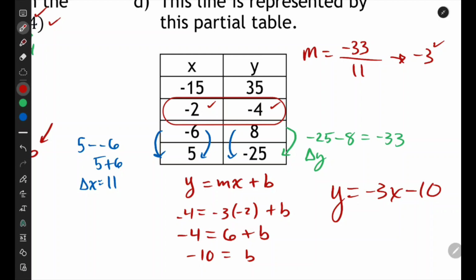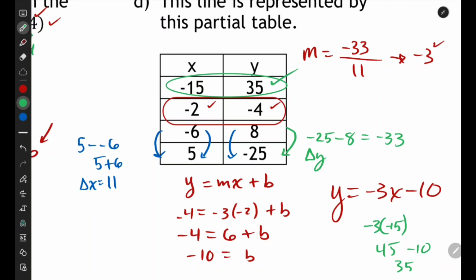And if we just check it real quickly with a couple of the points, let's do it first with this point. So when I put -15 in there, I get -3 times -15, which is +45, and then 45 minus 10 is indeed 35. So it checks with this point.